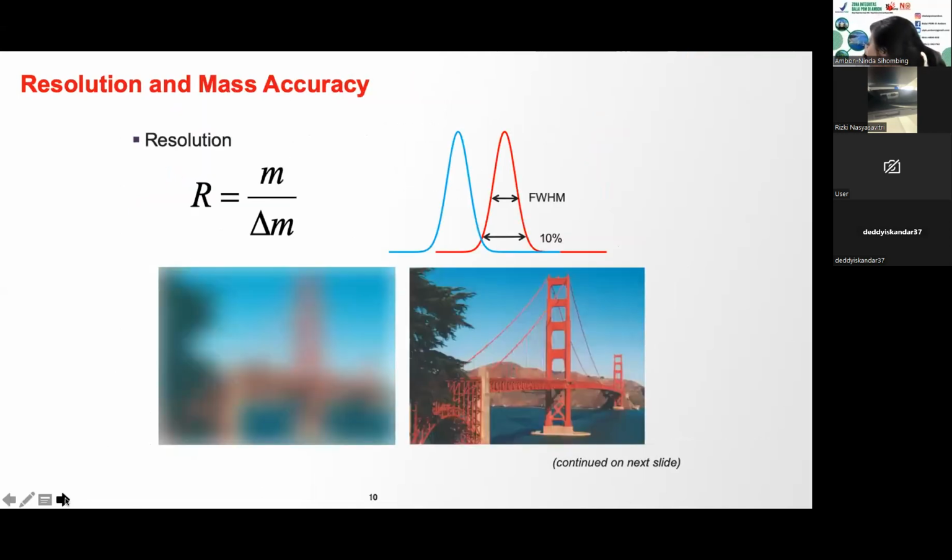Just look at this. Which picture do you want? Definitely the one on the right, because it's clear and distinctive, and you are able to know that, okay, this is a bridge, this is a sea, and this is a tree. So this is how resolution works.